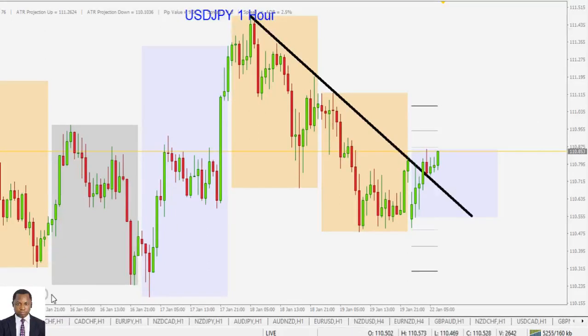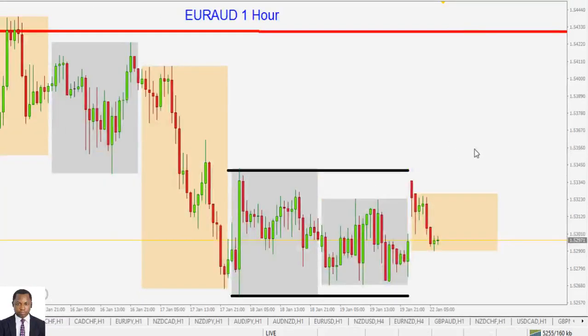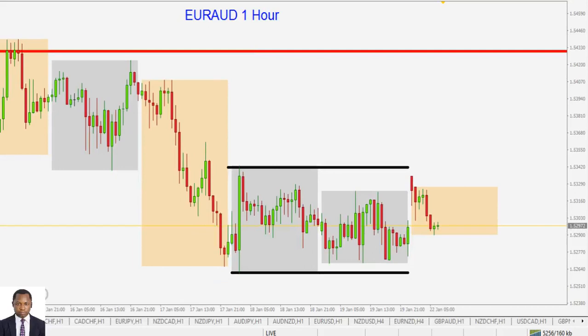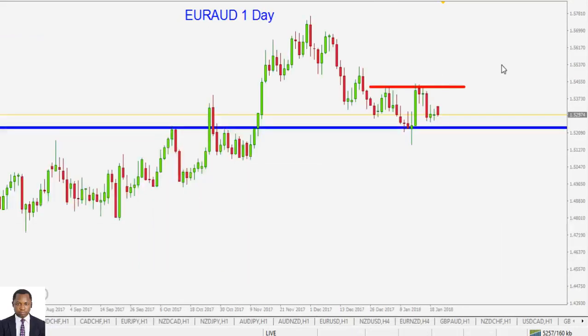All right, the euro against the Australian dollar. This is the 1 hour time frame. Let's look into the daily time frame. In the daily time frame, price has been in a range, sitting around a weekly level of support.